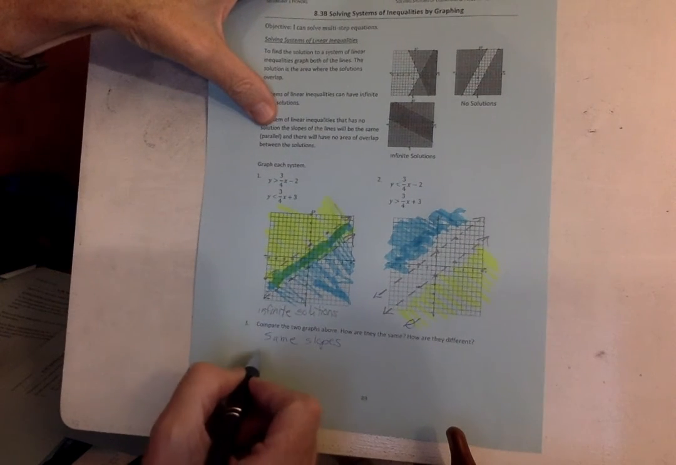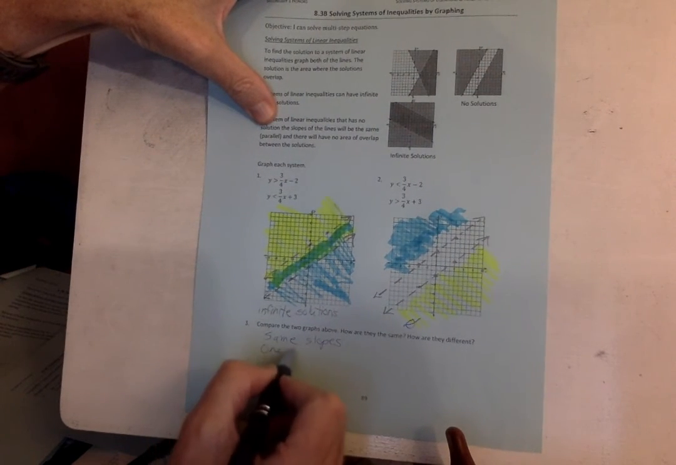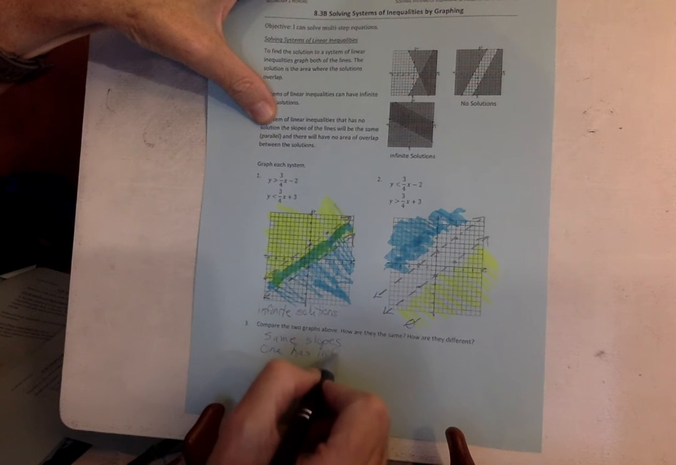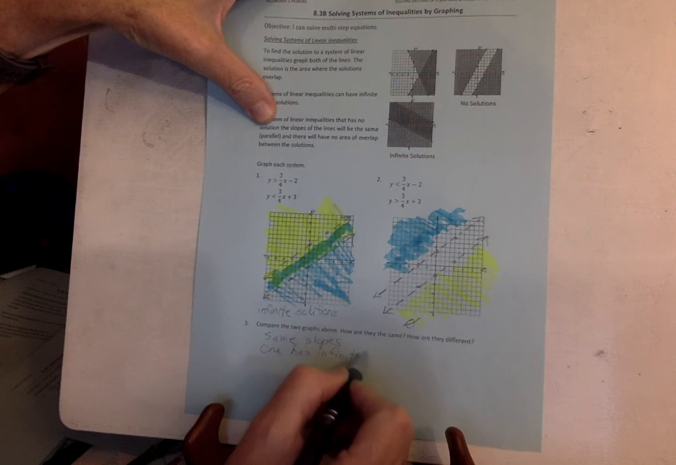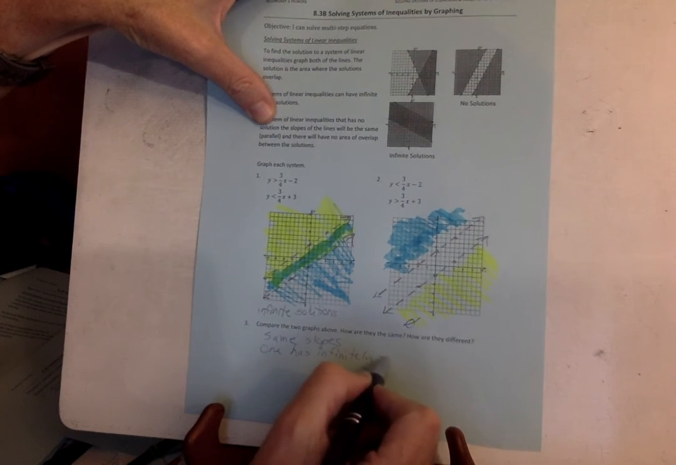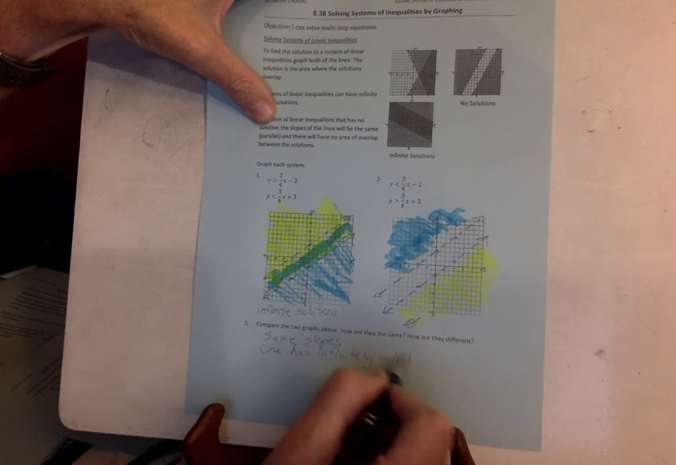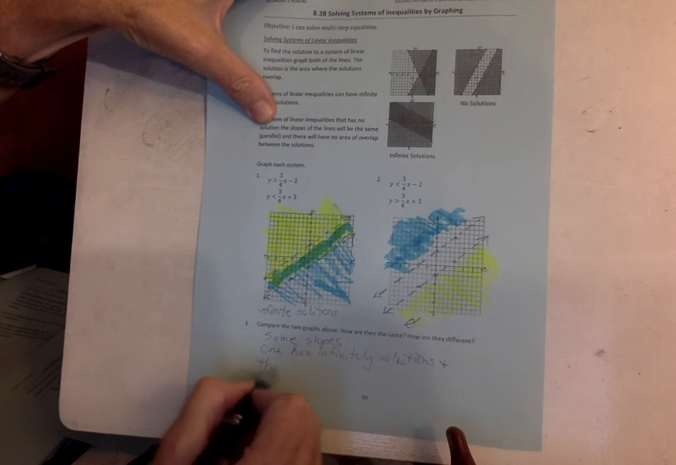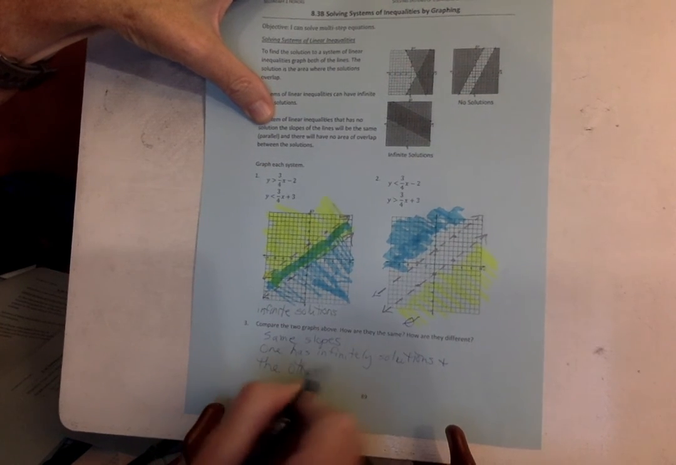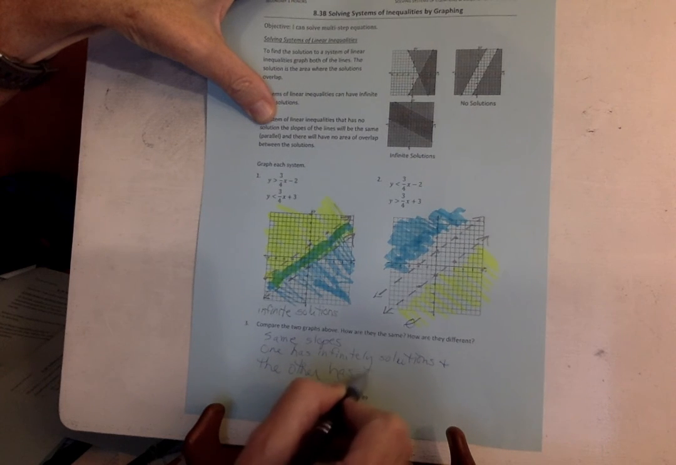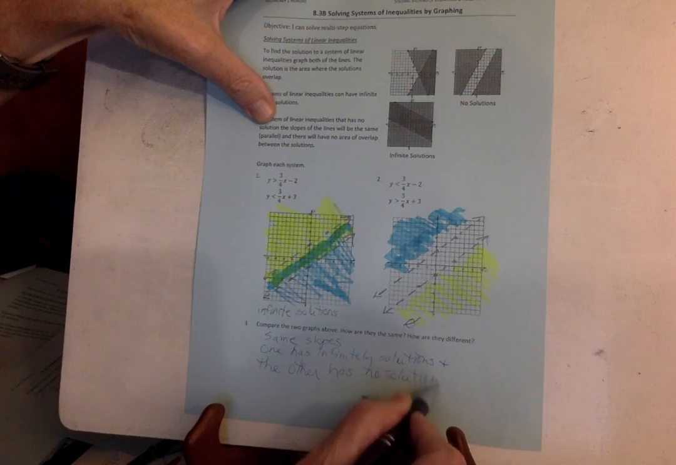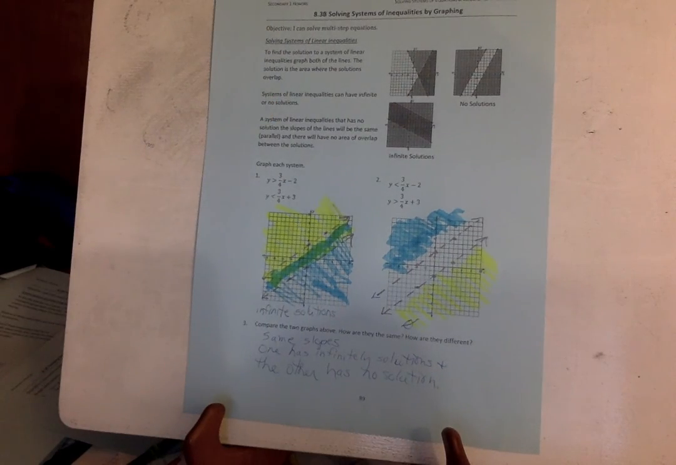One has infinitely many solutions, and the other has no solution, because as you can see, they never cross. Okay? All right, let's see what the back of this one looks like.